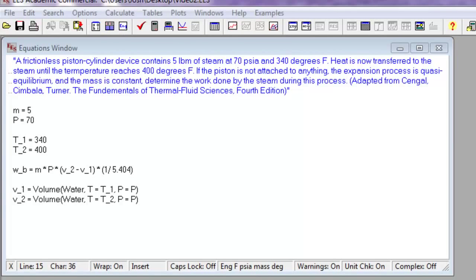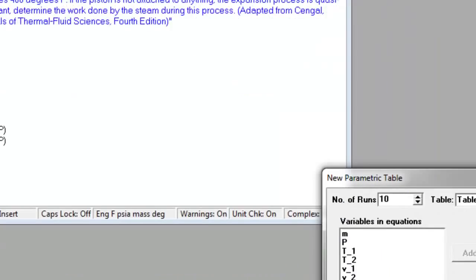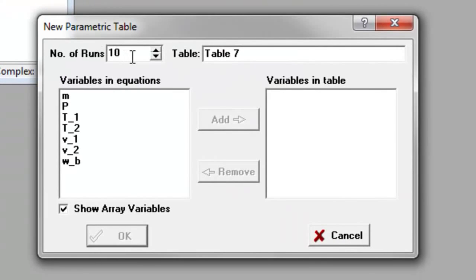Alright, so what I want to teach you guys now is how you can use parametric tables to see how changing one variable affects any number of variables that you want to look at. The first thing that you need to do to start a parametric table is come up here to this icon and click that. This is going to help you set up your new parametric table. Let's rename it something like pressure versus work.